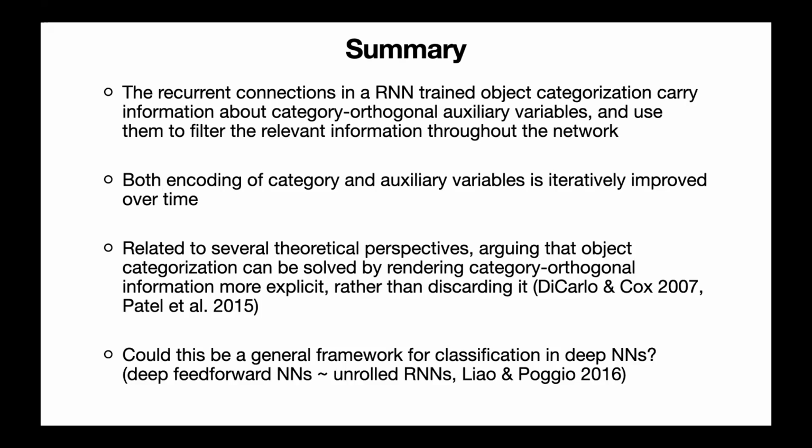And maybe this could be seen as a general framework for classification in deep neural networks, because of course, a deep feed-forward neural network is the same as an unrolled RNN. And the recurrence could just be a useful inductive bias to get to this.